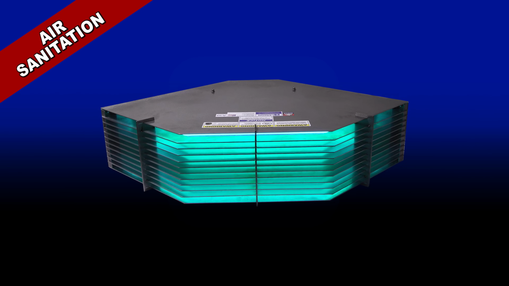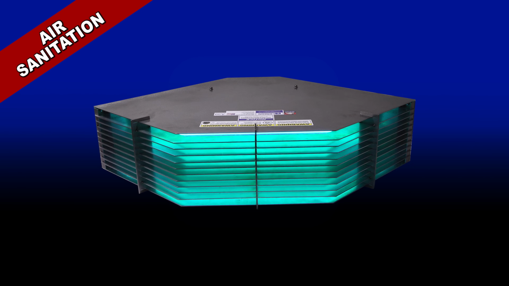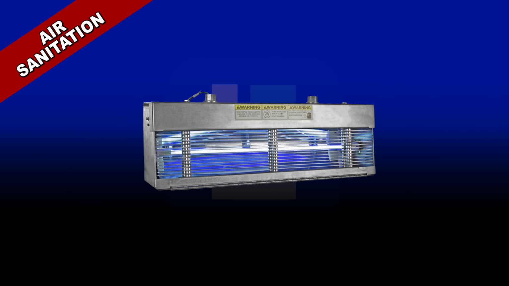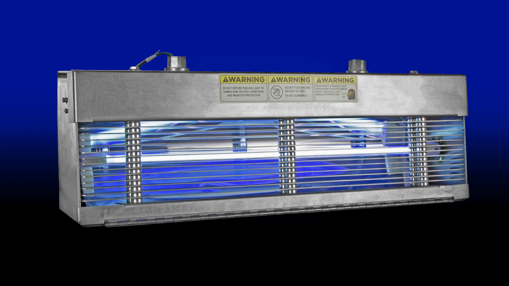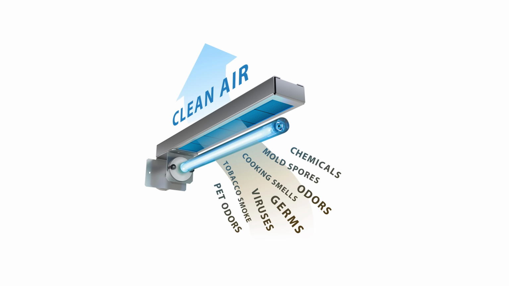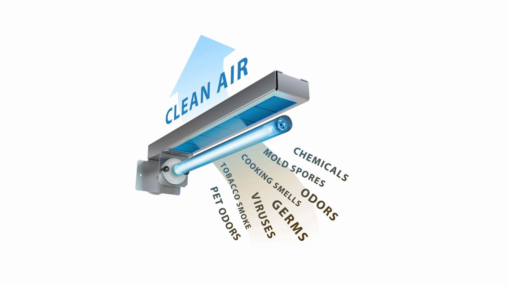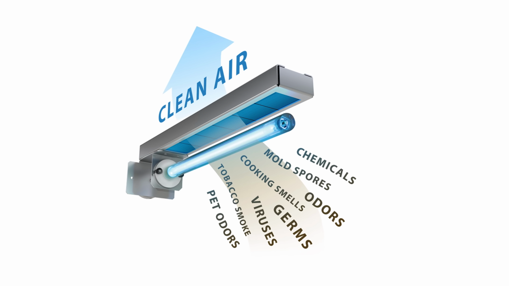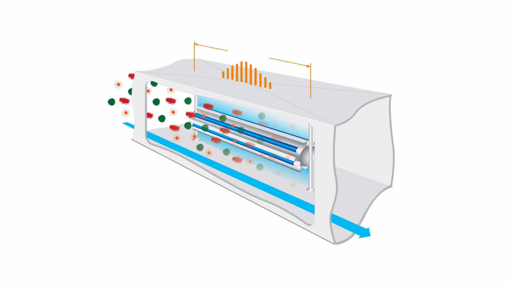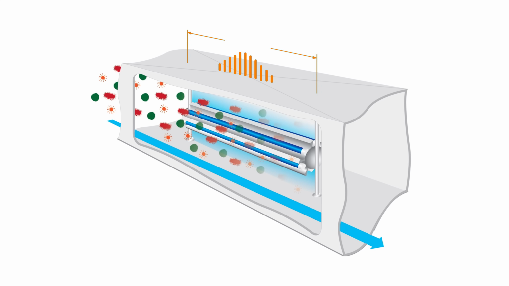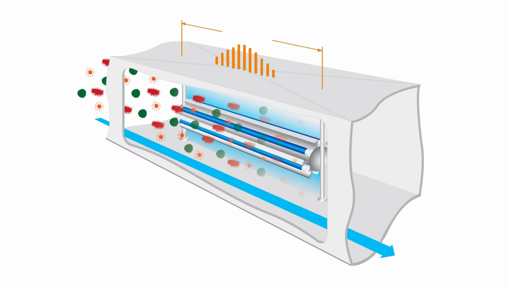UV air sanitation. Make your environment safe with clean air. These units project ultraviolet rays across the top of the room, providing constant purification as air flows through the UV rays being produced by the fixture. These devices operate passively without noise and do not require frequent maintenance.